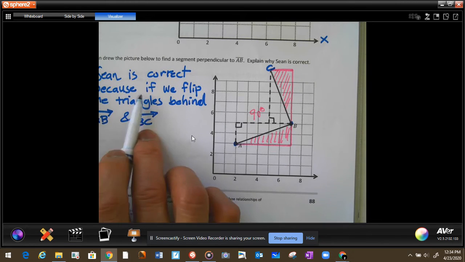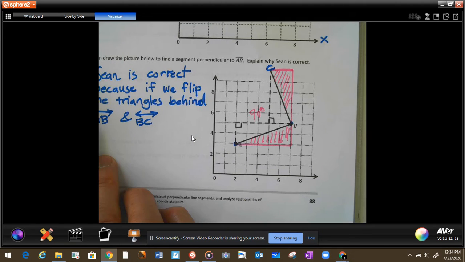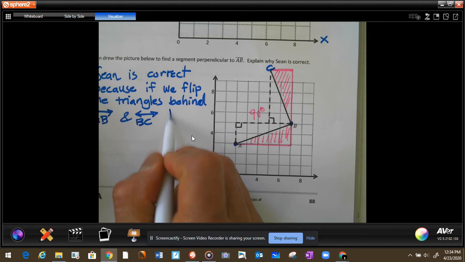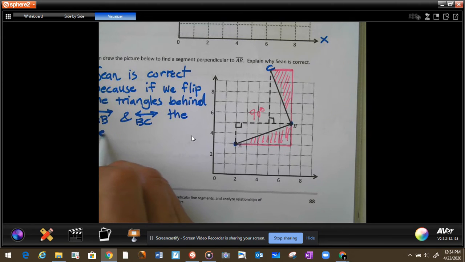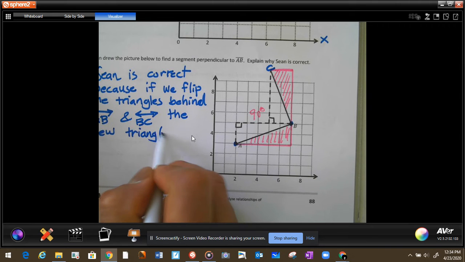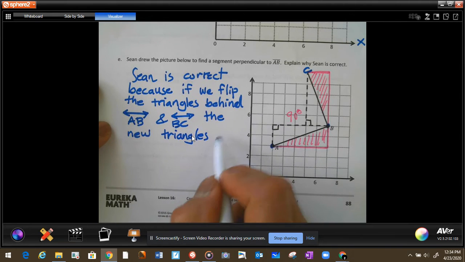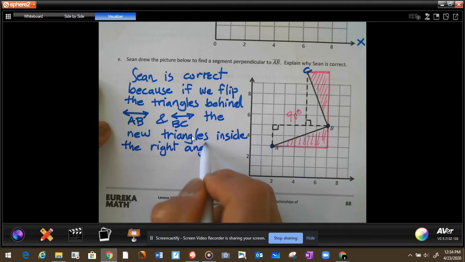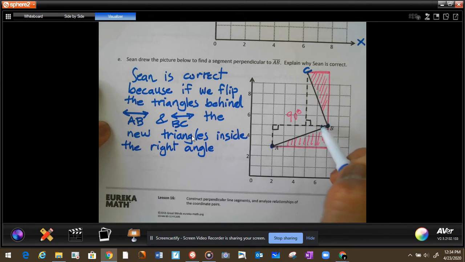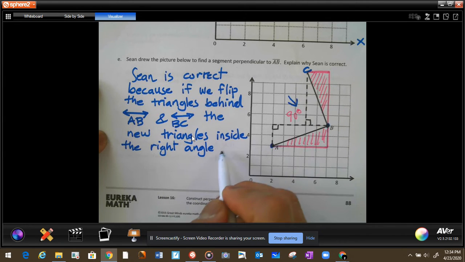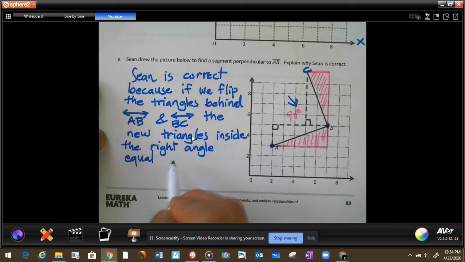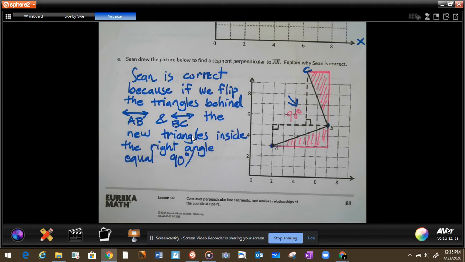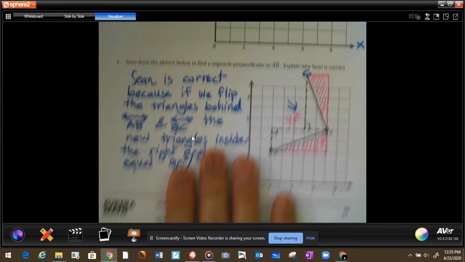Sean is correct because if we flip the triangles behind segments AB and BC, the new triangles are inside the right angle. Remember, this is inside the right angle, equal to what do we say equal to? 90 degrees, okay? All right, so this is similar to what you're doing today for homework.